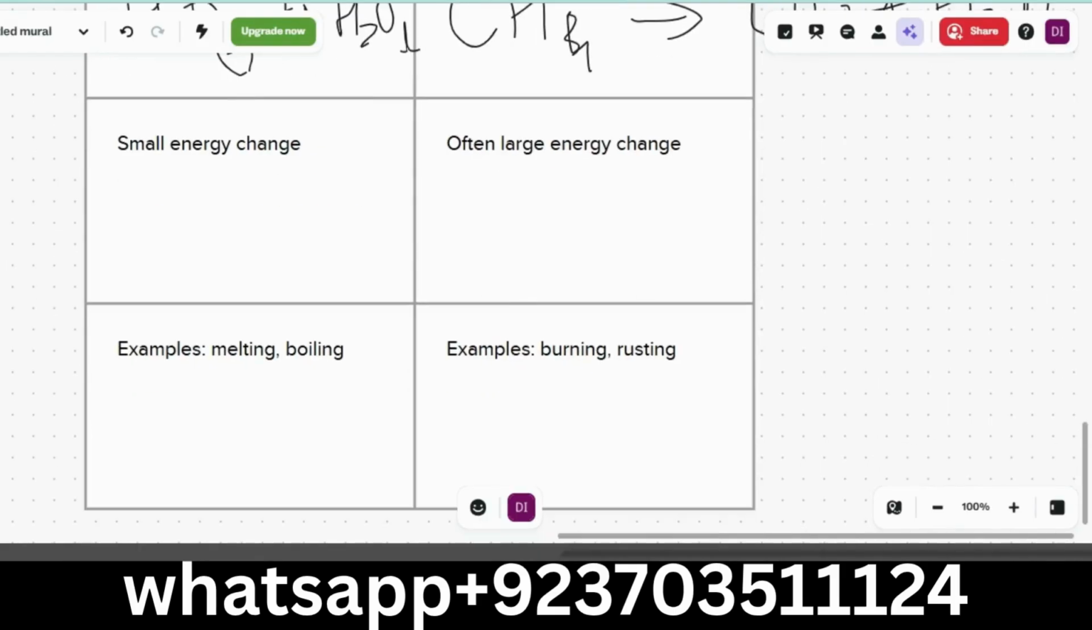Often small energy is needed for physical change. Often large energy is needed for a chemical reaction. Okay. Examples are simple melting and boiling for physical change. And for chemical change, for example, burning, you cannot undo that process. And rusting, okay, if there is rust on iron, then it will cause a great danger.